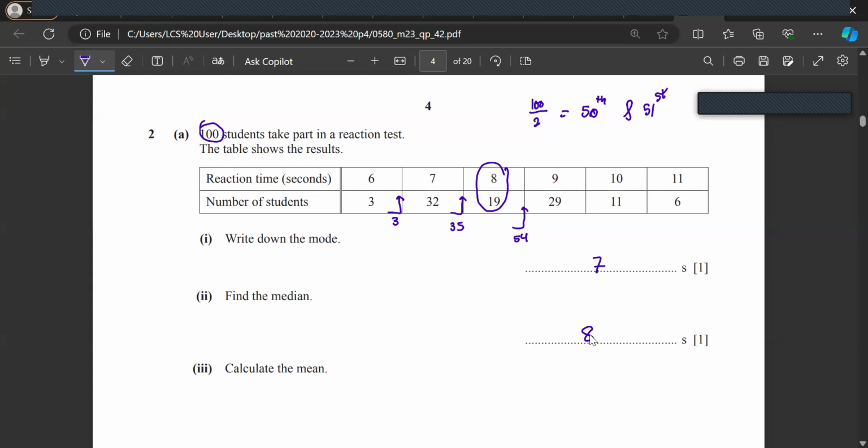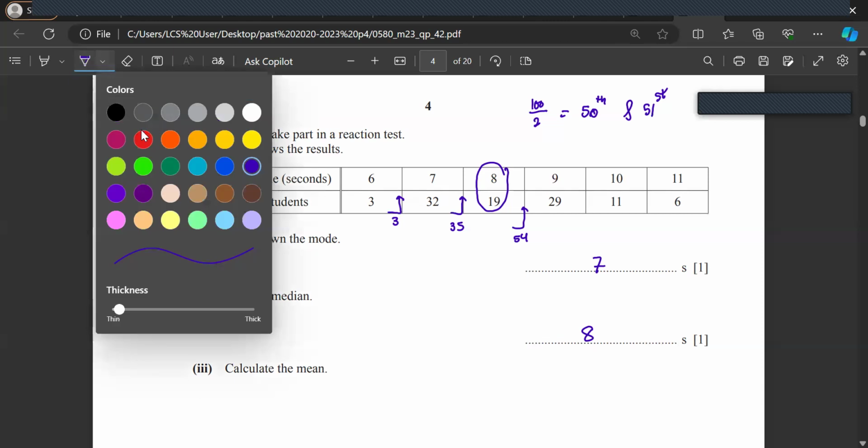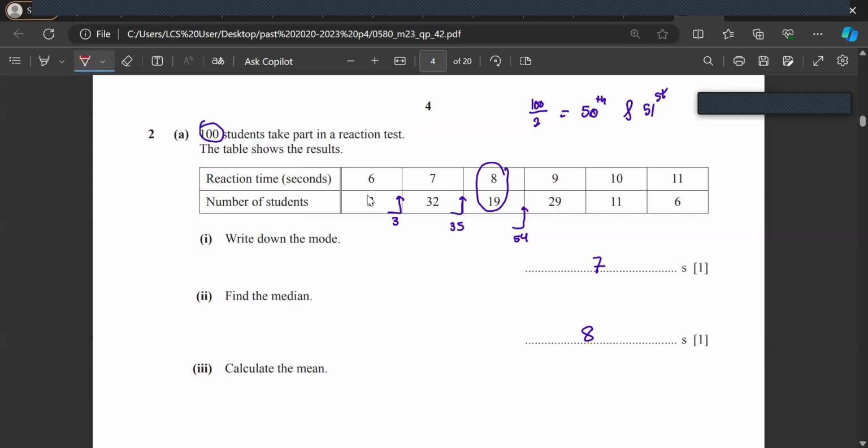Okay. Then calculate the mean. How would I calculate the mean? As we said in paper 2, multiply like this. Then add all the products and divide by 100 to get the mean.